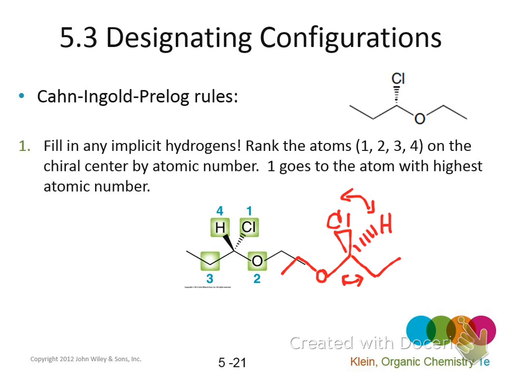So this is 1, and this is 2, and this is 3, right? It goes this way, and that's S. And that's what we already determined before. Looks S is the way I would have said it. These are chiral, right? These are all chiral, 4 different groups on a central atom.